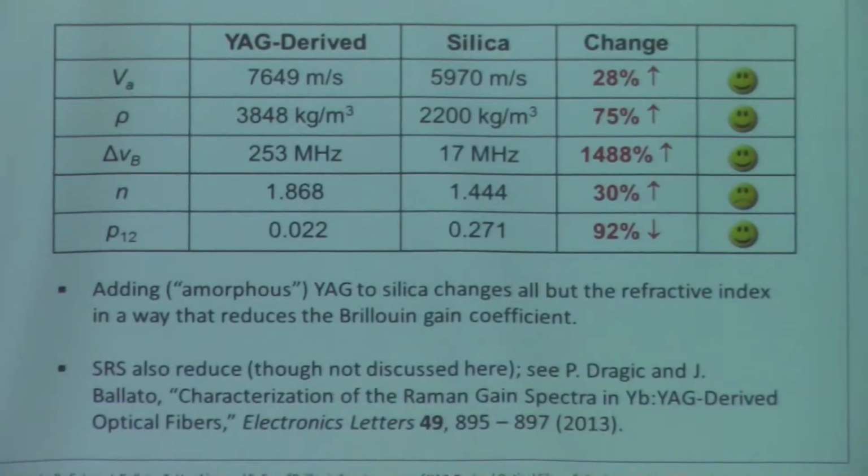Okay? So what does that look like? A standard telecommunications fiber has these values for those properties I mentioned before that we have some material control over. We measured those in that case, in that YAG-derived case. And with the exception of one, which is the index of refraction, they all change in the direction you need them to change. Okay? And so there's one frown. Everything else is a smile. Okay?